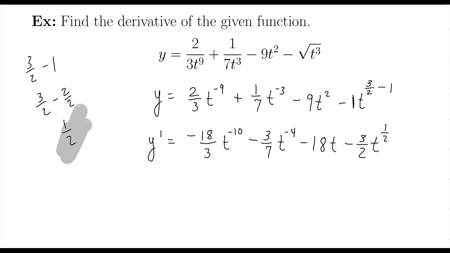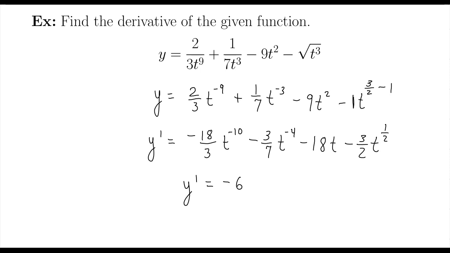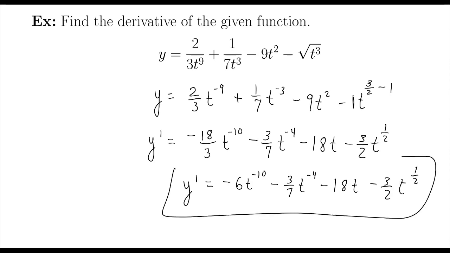Okay, so now we should clean this up a little bit. Negative 18 over 3 is negative 6, so y prime is equal to negative 6t to the negative 10th minus 3/7 t to the negative 4th minus 18t minus 3 over 2 t to the 1/2 power. So there we go.